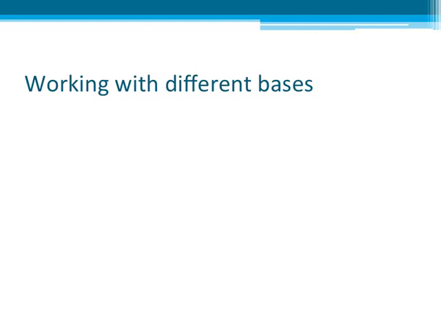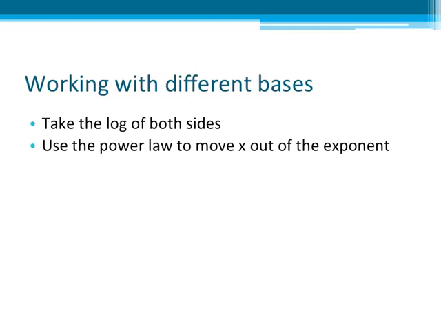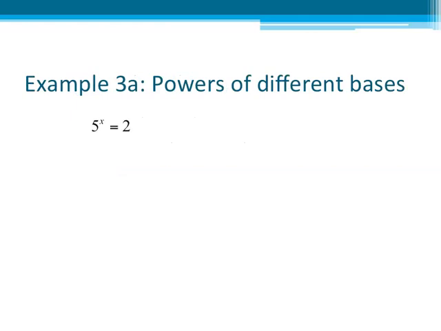So the first step is to take the log of both sides. Second, use the power law to move x out of the exponent. And then once you've done that, you can solve for x. So let's do an example of this. We have 5 to the x equals 2. You can see very clearly here that there's no way for us to write 5 as 2 to a power or 2 as 5 to a power. So what we're going to do is, step 1, take the log of both sides.